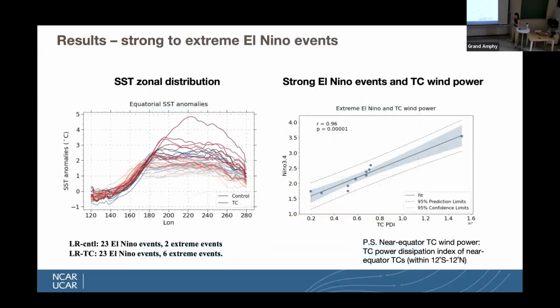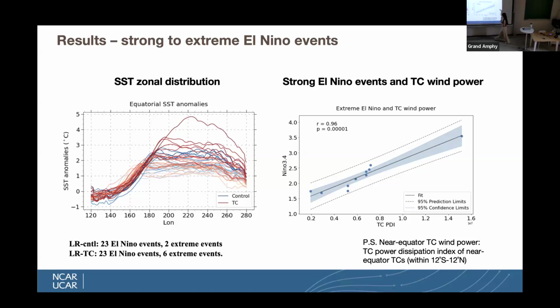And then how about El Nino strength? For this, the left figure is showing the equatorial SST during El Nino. The blue lines are the control, and the red is from the TC run. The darker the color, I believe, the stronger the El Nino event. So you can see the red colors really overpower the blue, meaning that when you have an El Nino in the TC run, it's generally stronger.